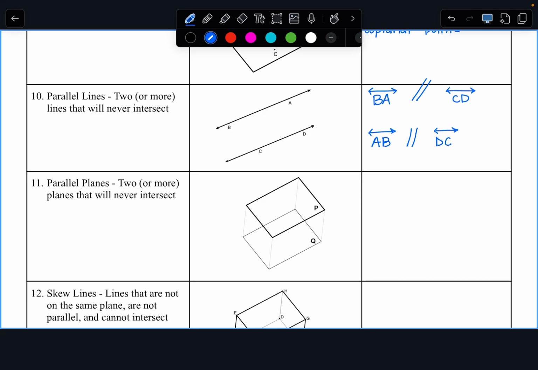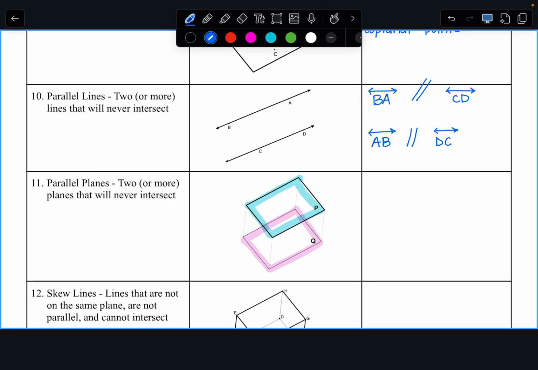Parallel planes. Two or more planes that will never intersect. Think about it like holding two pieces of paper parallel to one another. They're never going to intersect if those are parallel. So this upper one is plane P. And this lower one is plane Q. And we are just showing that they will never intersect.